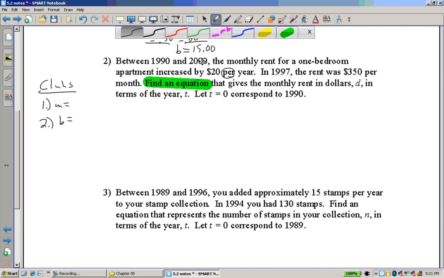Now, between 1990 and 2000, why are they telling me this? Well, this is telling me the range about which these data values should be relevant. Once we get much past 2000, again, this might predict it, but it doesn't mean it's going to be very accurate because the data is going to change. You could extrapolate that data, but it's not necessarily going to be very accurate. So it's just telling me the range of the data. For the purposes of our problem, it's not really that useful. The monthly rent for a one-bedroom apartment is not very important. Increased by $20 per year. That's some important information.